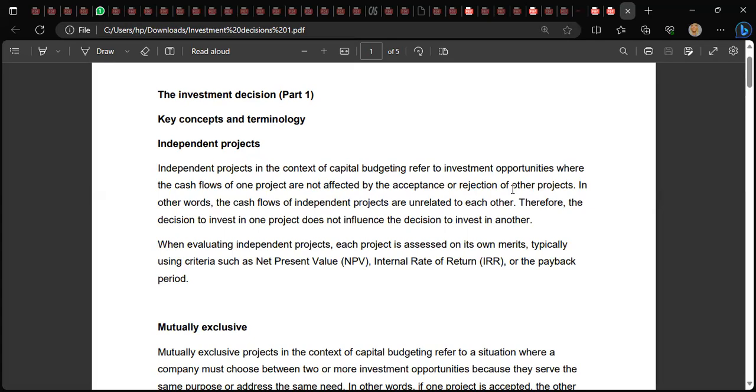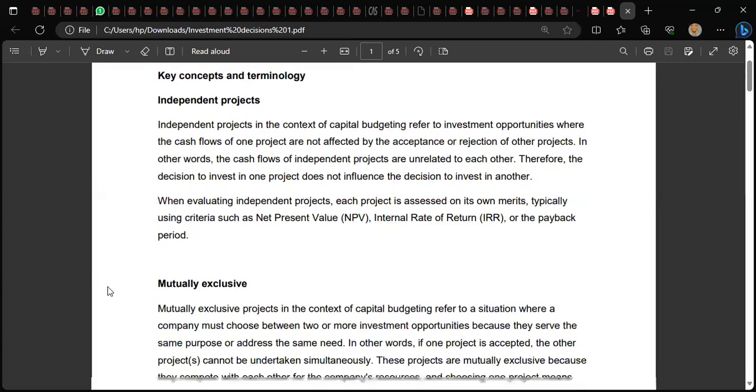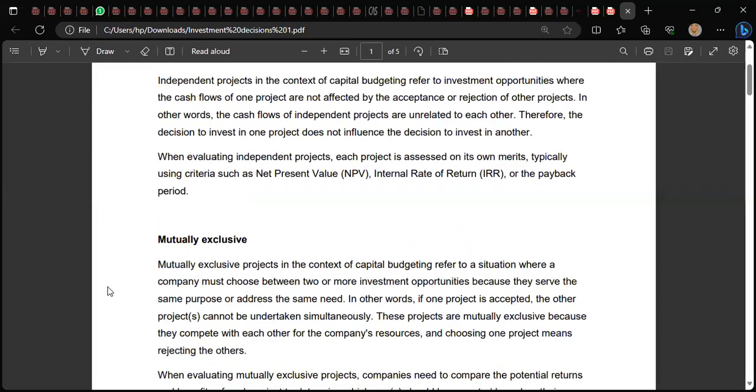So we use the net present value, internal rate of return, payback period, and the likes. We are going to be dealing with those much later. All right, and then what about mutually exclusive projects?